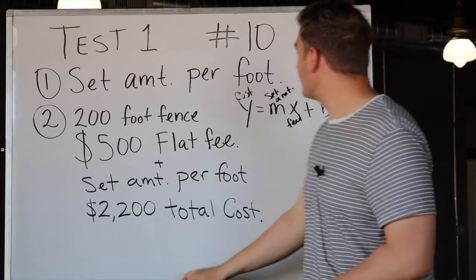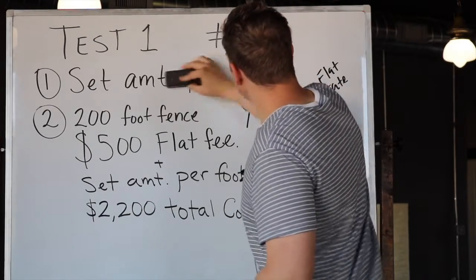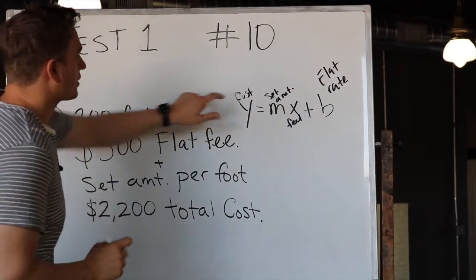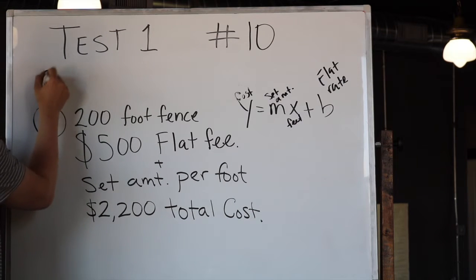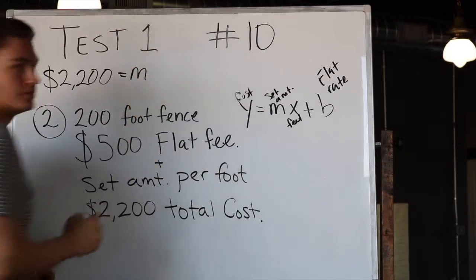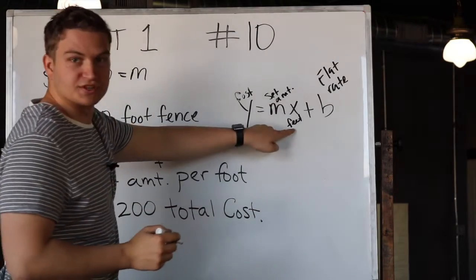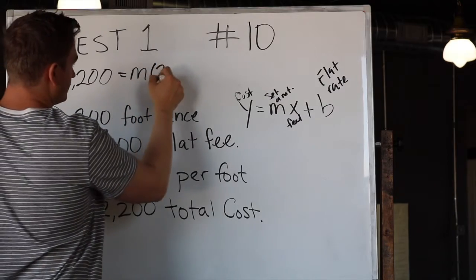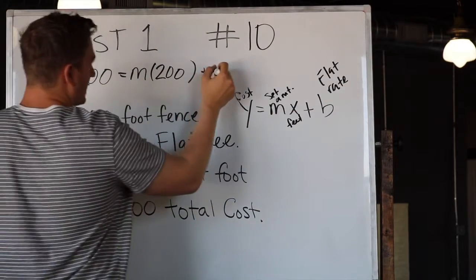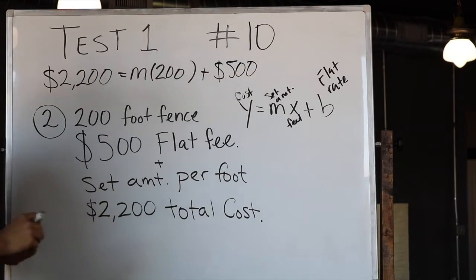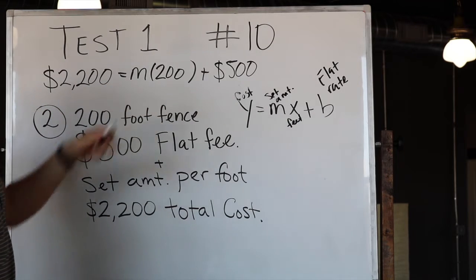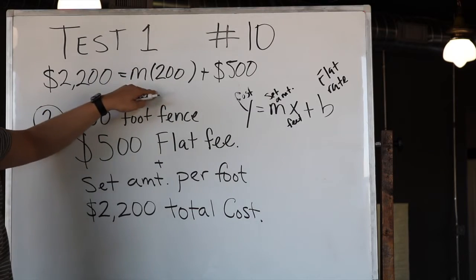So if we plug everything we know into its corresponding piece in our y equals mx plus b formula, I'm going to write this up top. I'm going to erase our number 1 up here. If we plug all of this in, y, the cost, which we know is $2,200, equals m, which is our set amount that we're trying to find, times x, which is the number of feet of fencing, which we know is 200, plus b, which is the flat rate, which we know is $500. Okay? So now we have our equation laid out, and everything is accounted for except m, which is what we're trying to find. So we are just going to use some algebra to find what m is equal to.